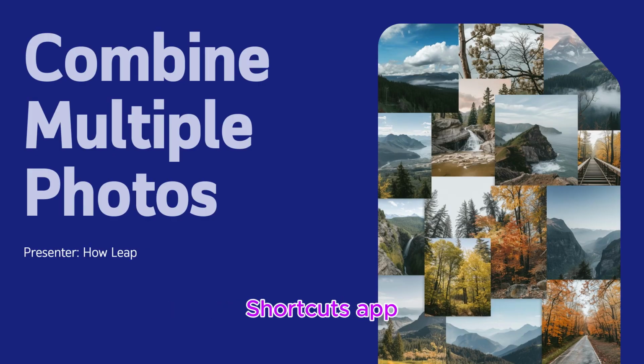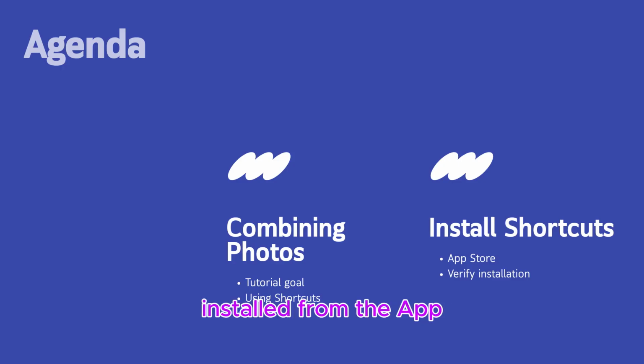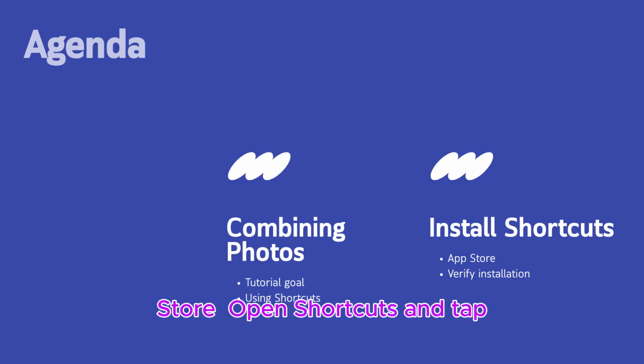Let's see how to combine multiple photos into a single image on your iPhone using the built-in Shortcuts app. First, ensure you have the Shortcuts app installed from the App Store. Open Shortcuts and tap the plus icon in the top right to create a new shortcut.